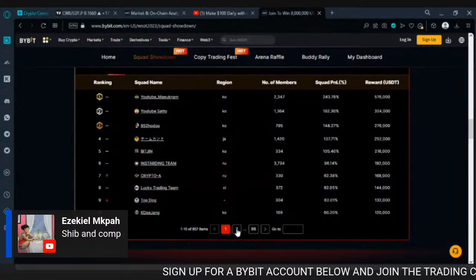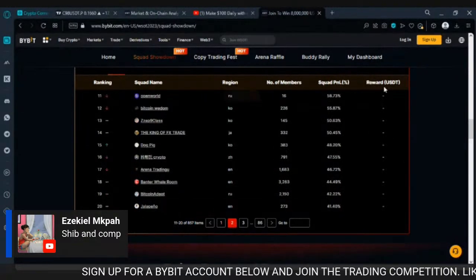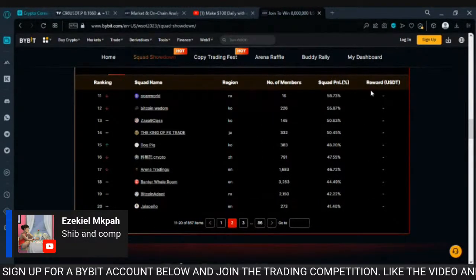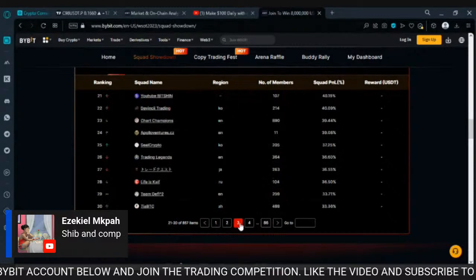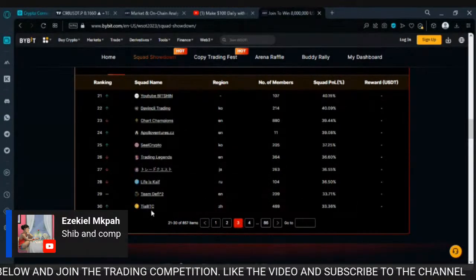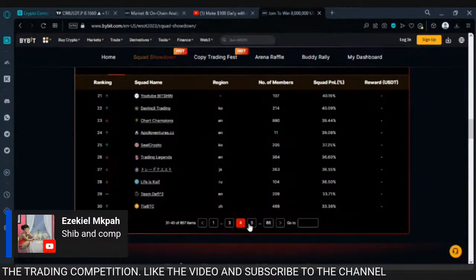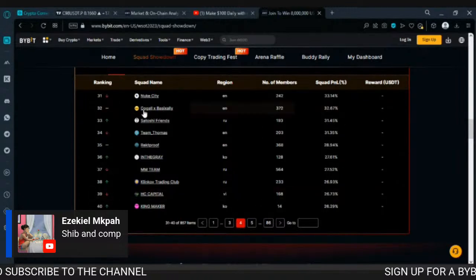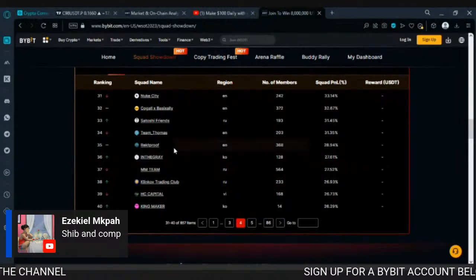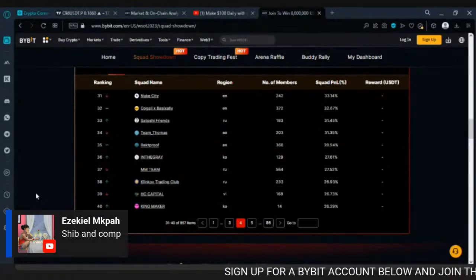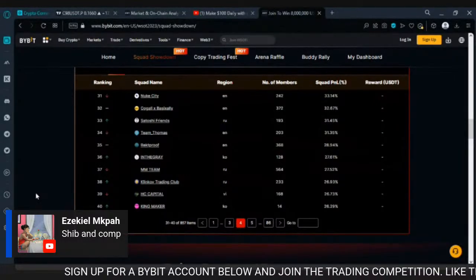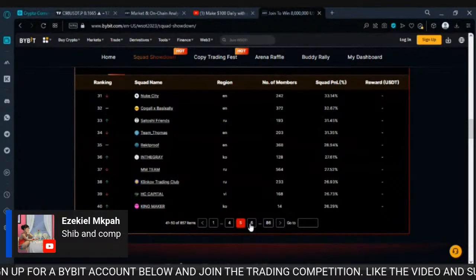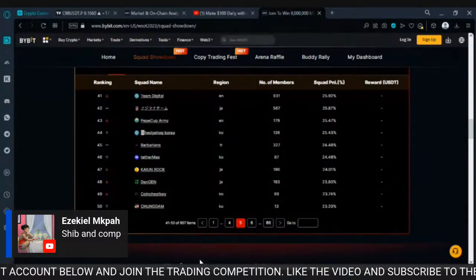You see that from number 11 down to 20, no rewards. There are no rewards for those, and from here to 30 as well, there are no rewards. There are no rewards for this as well. So it's just the top 10, which is why we need to make it to that top 10, guys. That is where the money is.